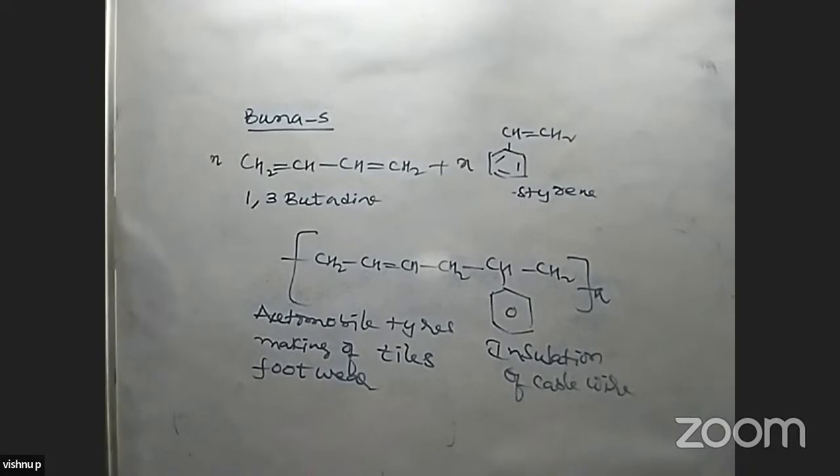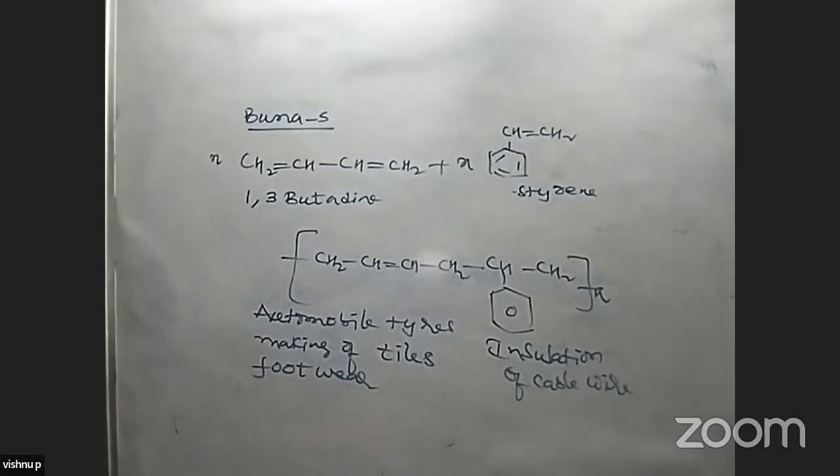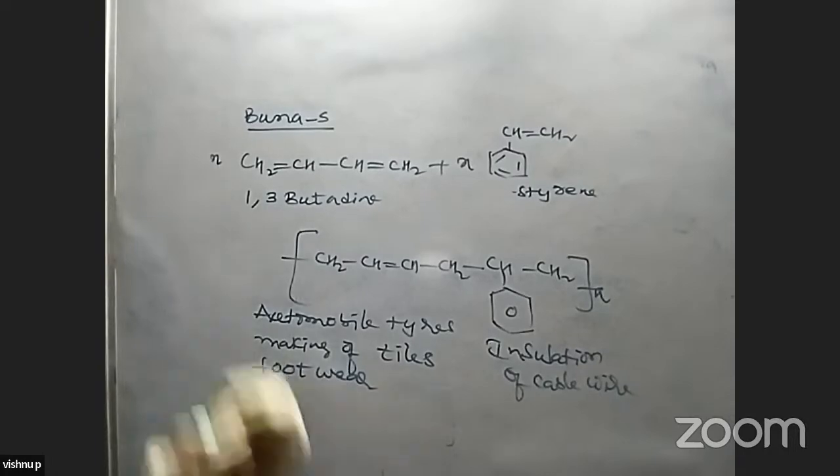So how many synthetic rubbers are present? Buna S rubber, Buna N rubber, and neoprene rubber, and natural rubber is isoprene rubber. Isoprene units are present in natural rubber.